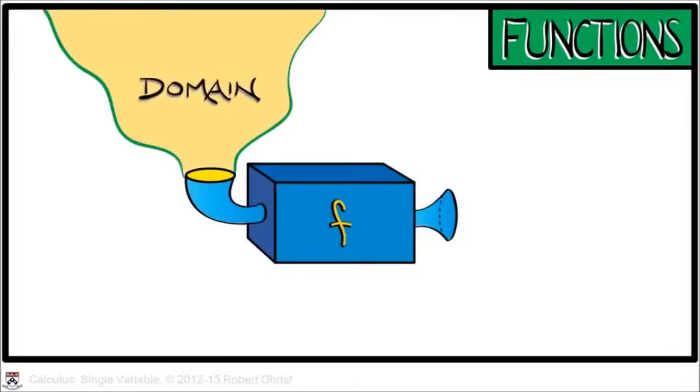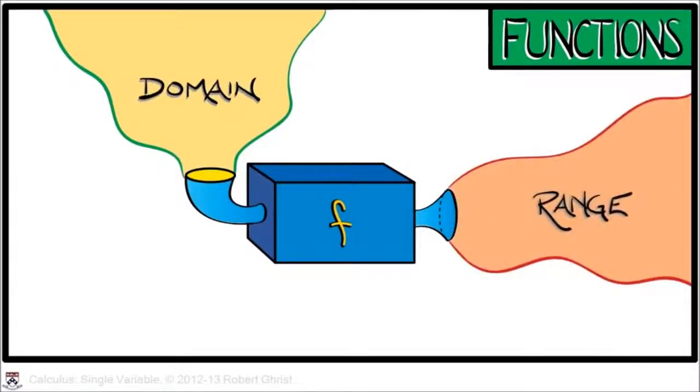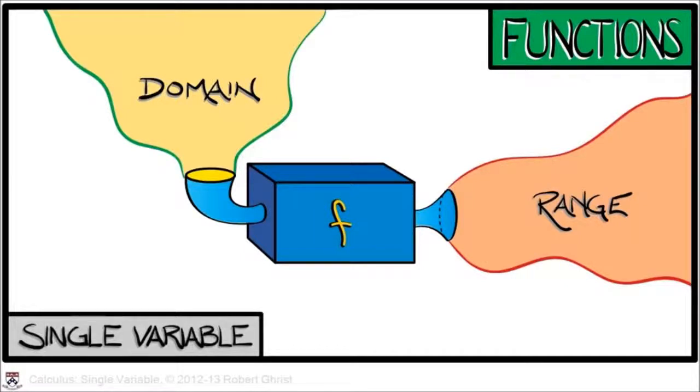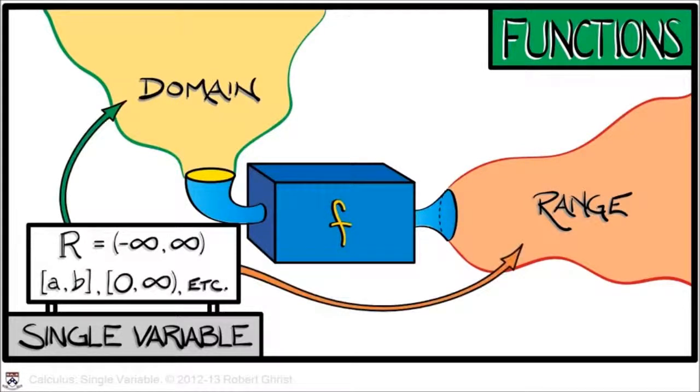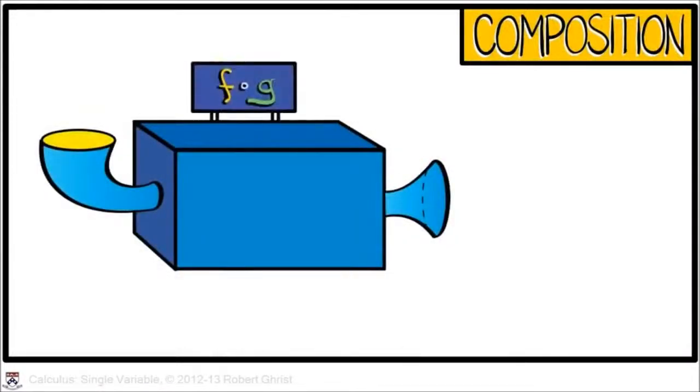For example, the domain of a function f consists of all possible inputs, all the things you might put into the function. The range of a function f consists of all possible outputs, things you might receive from f. Now, this is single variable calculus, and because of that, our domains and our ranges are going to be relatively simple. They are going to consist of either the real number line or certain subintervals thereof. Certain operations on functions become critical.